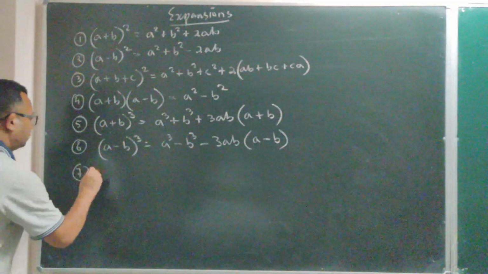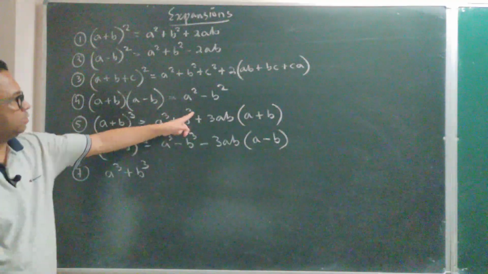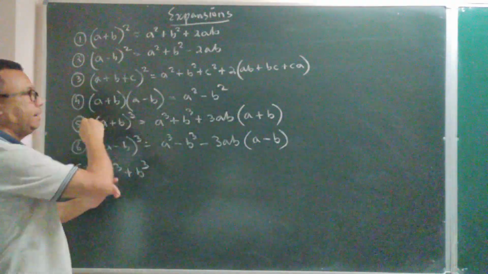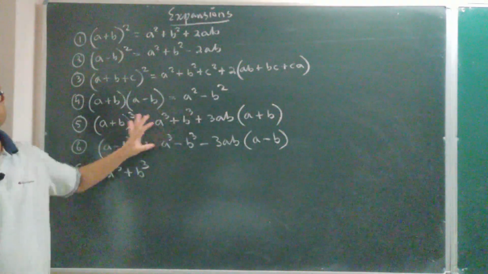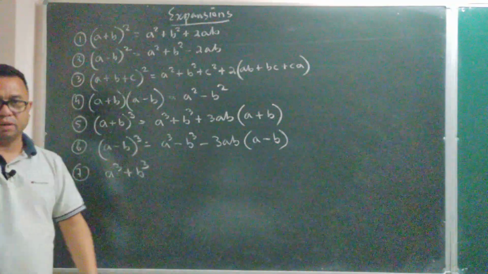Then your seventh one is a cube plus b cube. Now you may say a cube plus b cube is already here, so if you want, you can make a cube plus b cube the subject, take the rest to that side and write it down. But I am not going to give you this formula. This formula is a little different. This is what is required for your factorization.